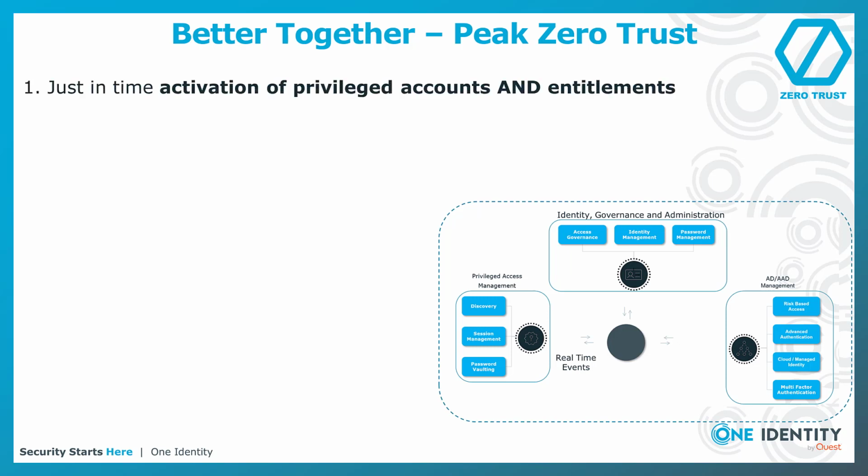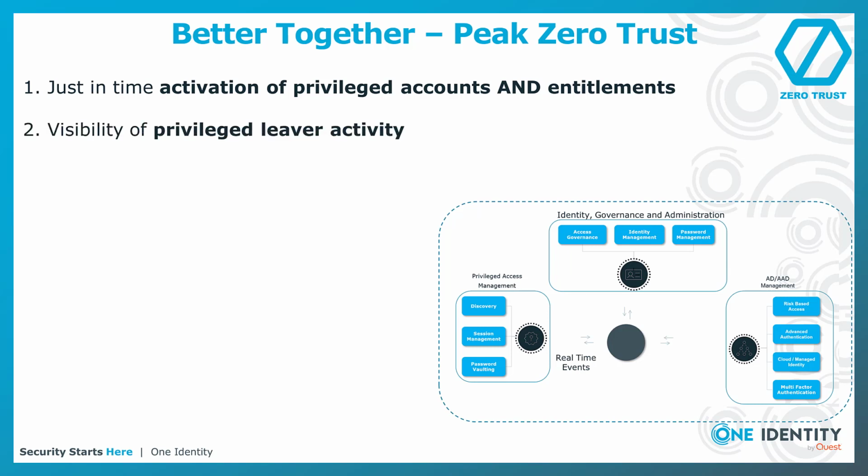So just-in-time activation of privileged accounts and entitlements. So when we need those privileged accounts, and only when we need them, that's the moment we will activate them, decorate them with their permissions, and make them available. And of course, we'll remove that when it's no longer needed, which is part of a zero trust approach.